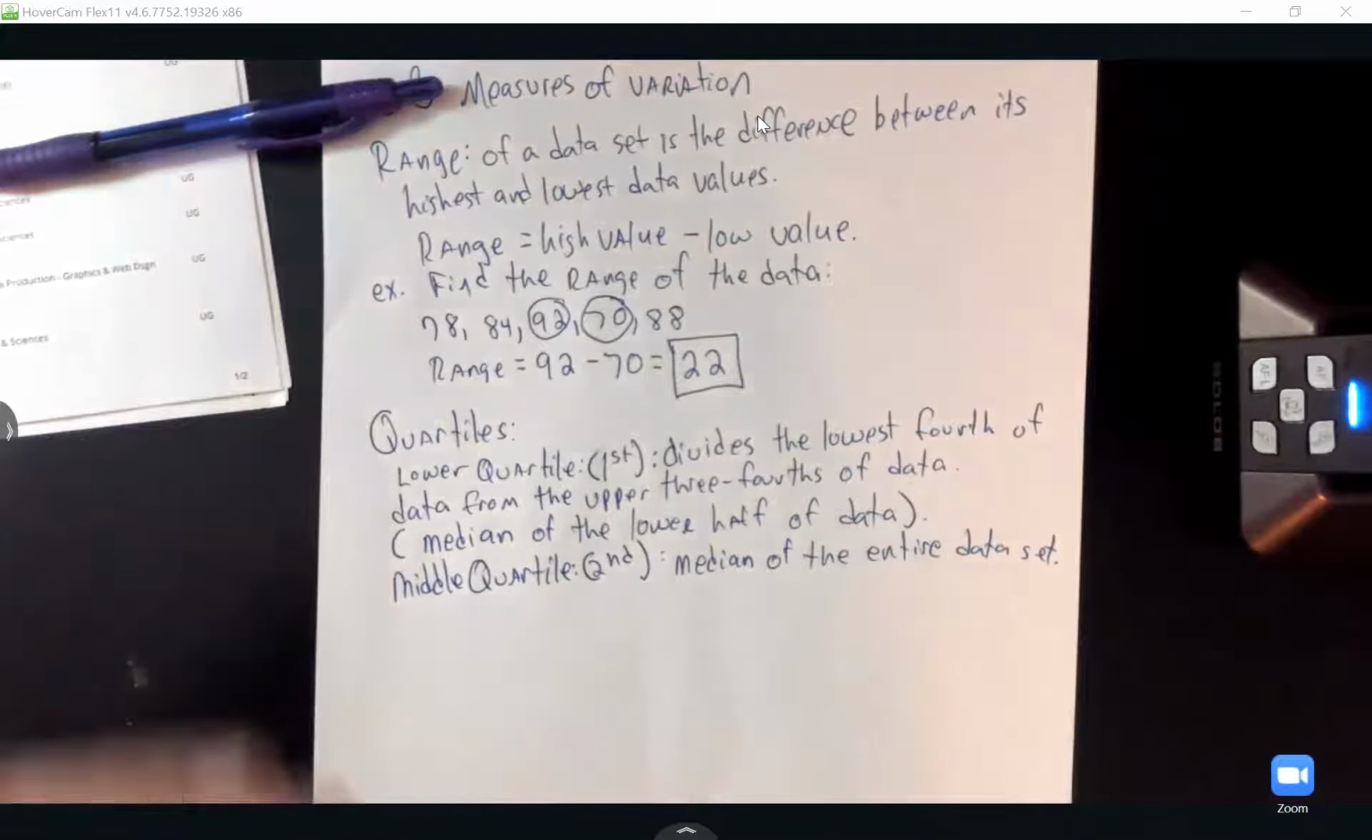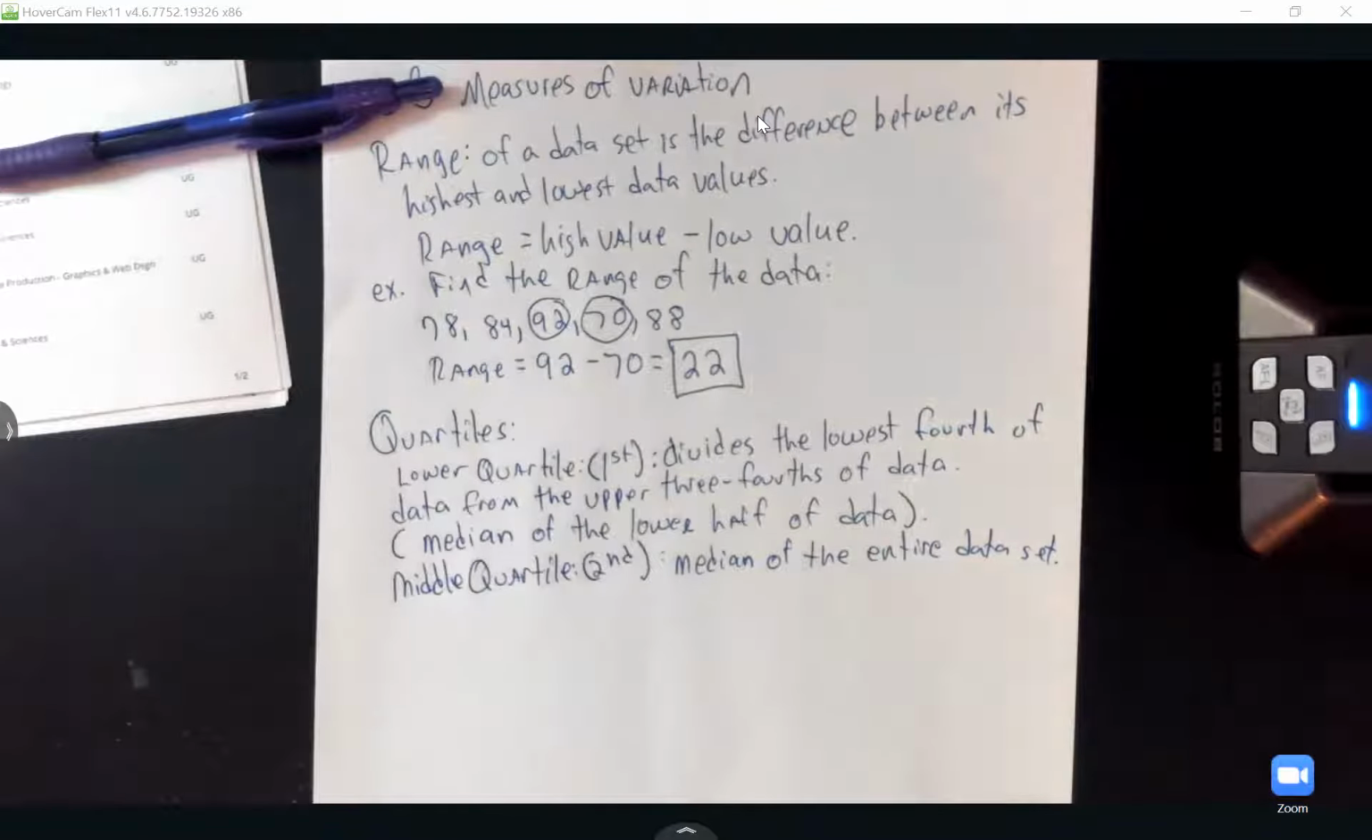So if you notice, the way we're finding all these quartiles is by the median. They're going to ask you that on the homework, and they're going to try to trick you and make you think it's the mean. But remember, it is definitely the median. All right, y'all, what's next?